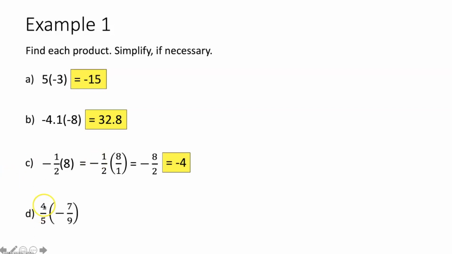Part D, multiplying 4/5 by -7/9. Now we're multiplying two numbers together that have different signs, so our answer is going to be negative. And when we multiply fractions, we multiply the numerators together and denominators together. So 4 times 7 is going to give you 28. 5 times 9 is going to give you 45. And since these two numbers have different signs, our answer is going to be negative.